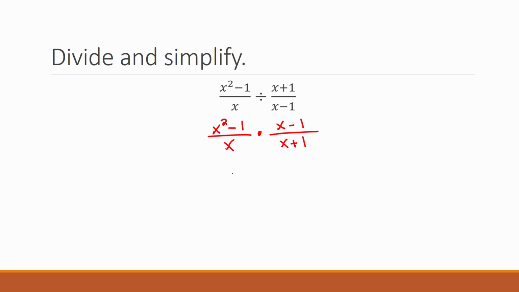So the x squared minus 1 can be factored by using the difference of squares. So that will give us x plus 1 times x minus 1. And then from the second fraction, we had x minus 1. In our denominator, we did not have anything that could be factored. So that gives us x times x plus 1.